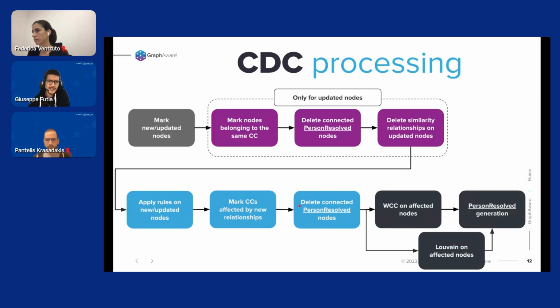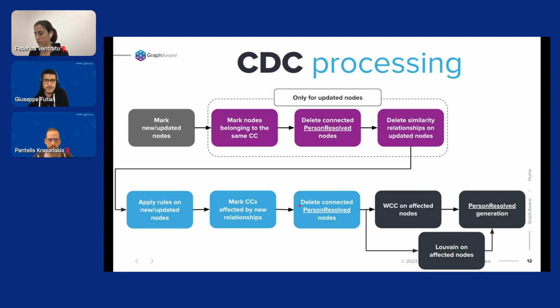The goal of this slide is just to provide an overview on the CDC or incremental processing. I don't want to spend too many words because Federica will show you in a while a concrete example of applying this specific process. I just want to clarify that the purple blocks are triggered in our case just on the situation of updated nodes, because they allow you to apply some changes and deletions only in the subgraph that is affected by this update operation.